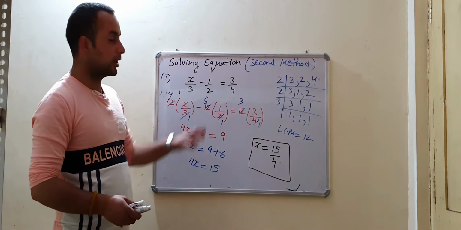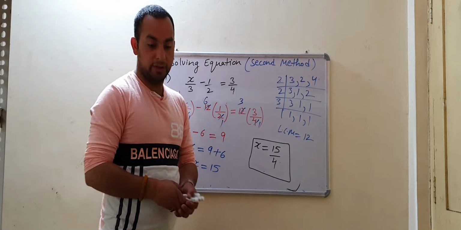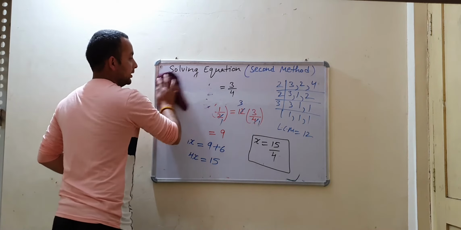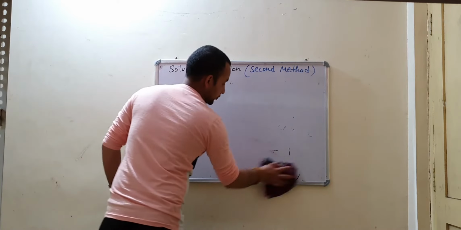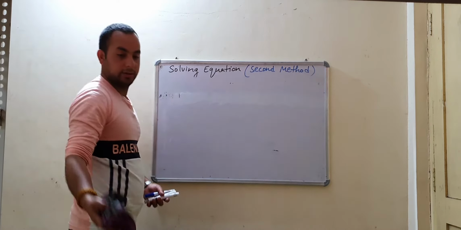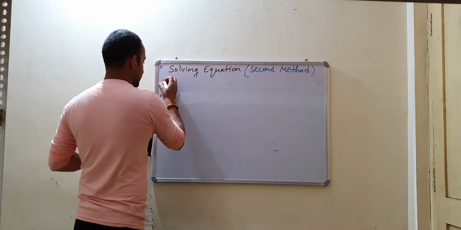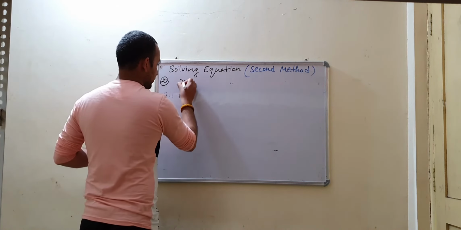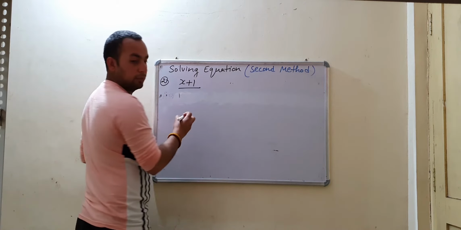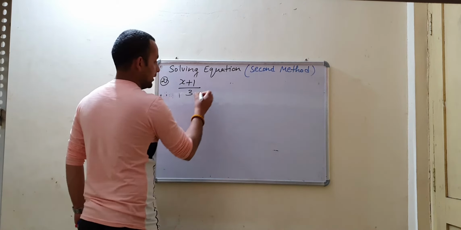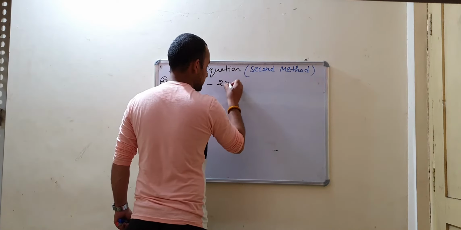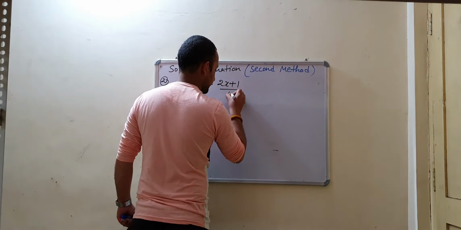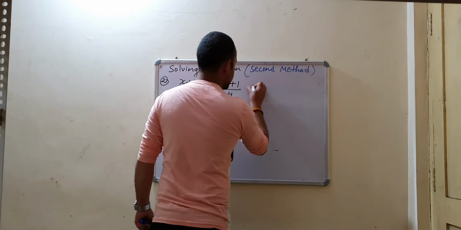This second method is very easy for you. So now we are going to solve equations. Practice question: x plus 1 upon 3 minus 2x plus 1 upon 4 equals to 1.